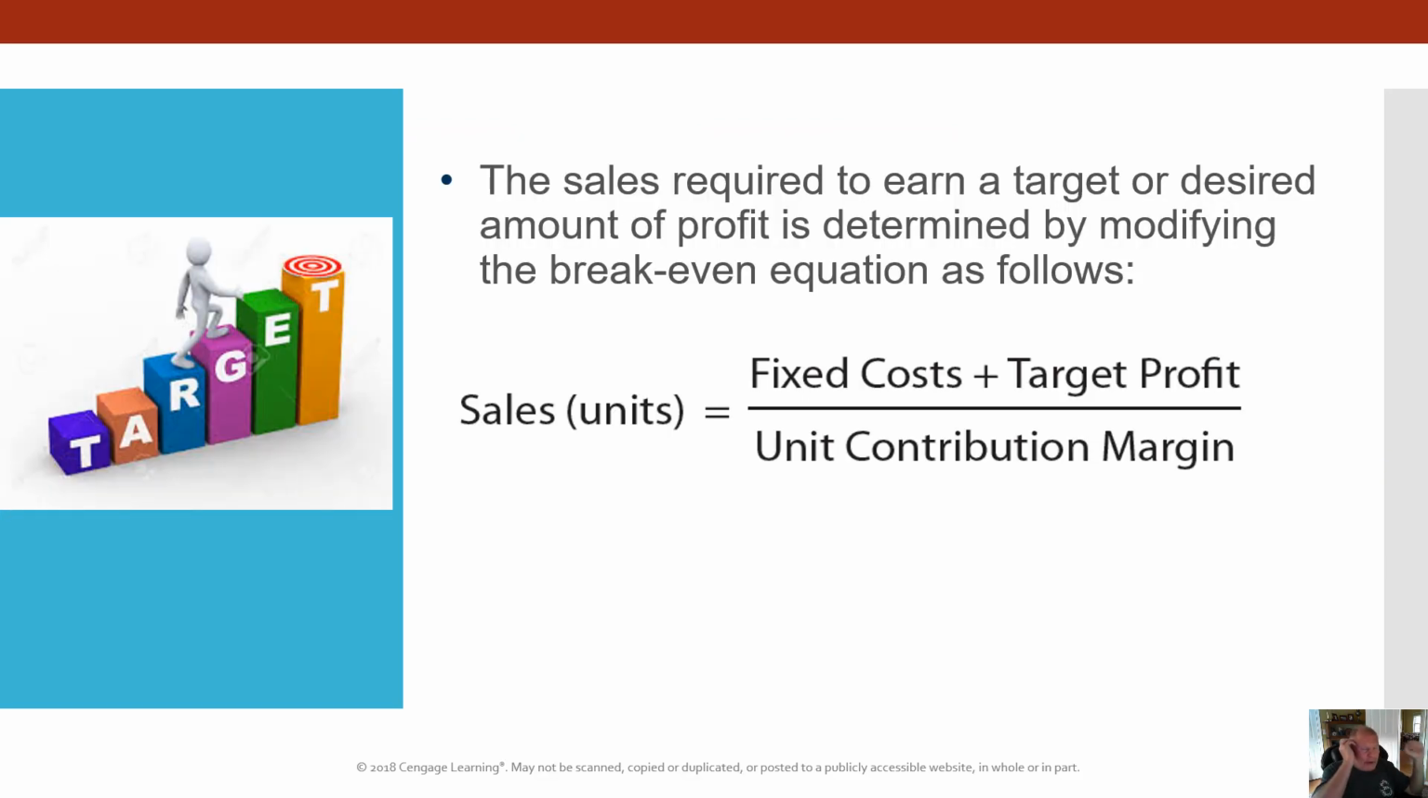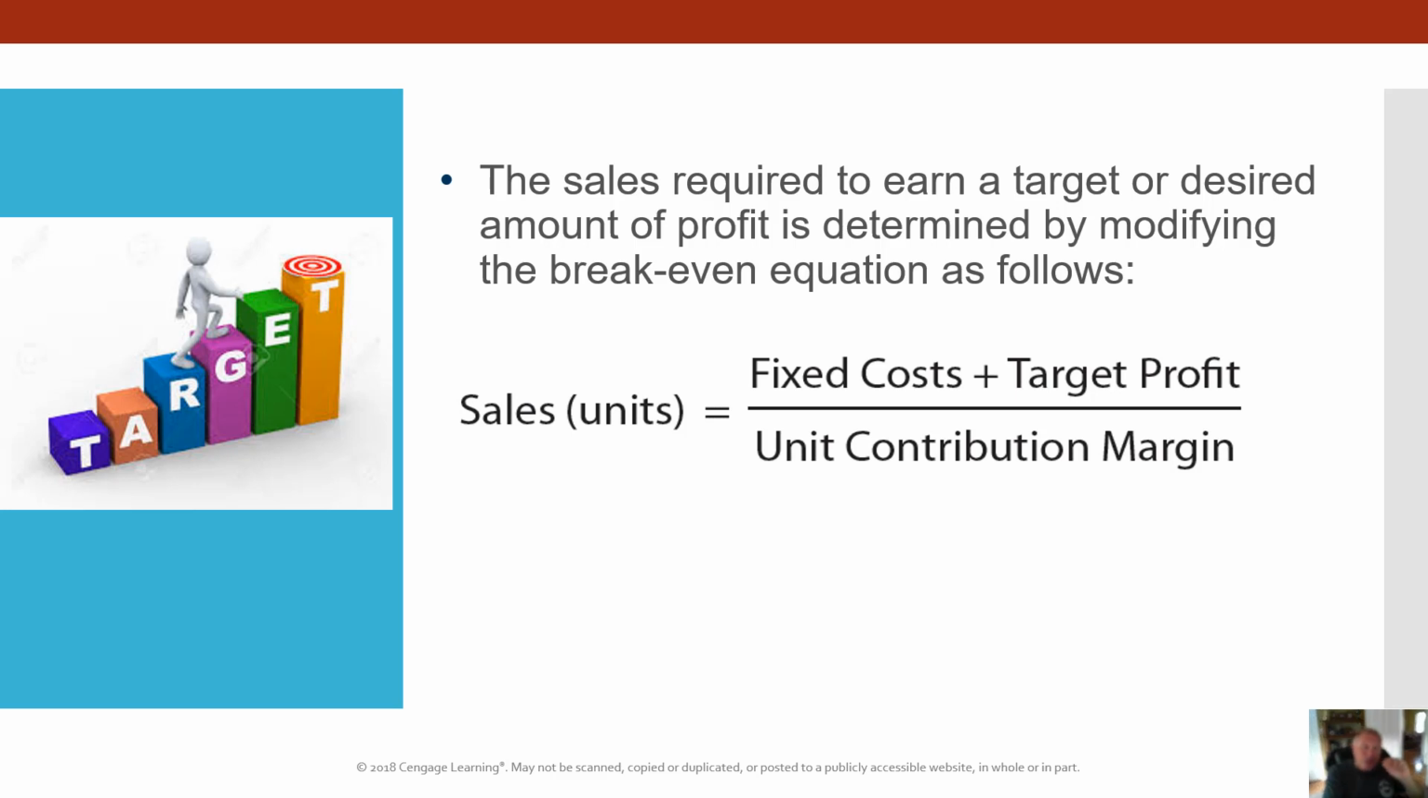The other thing you can do is figure out fairly simply how much money you want to make. So you can target your profit at this point. We would say we want to make X dollars. We already know what the break-even is. So if we take the fixed costs plus our target profit divided by the unit contribution margin, we'll be able to get the number of units we need to sell.